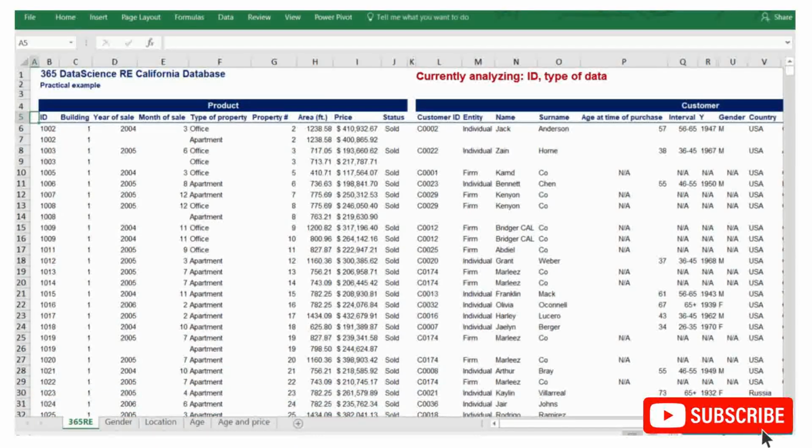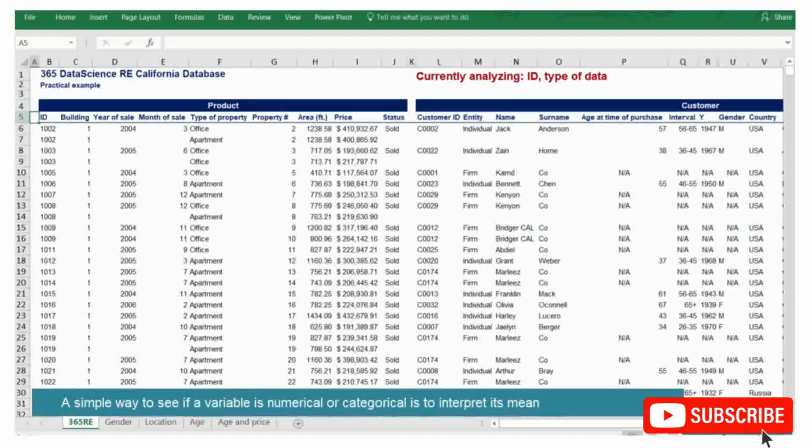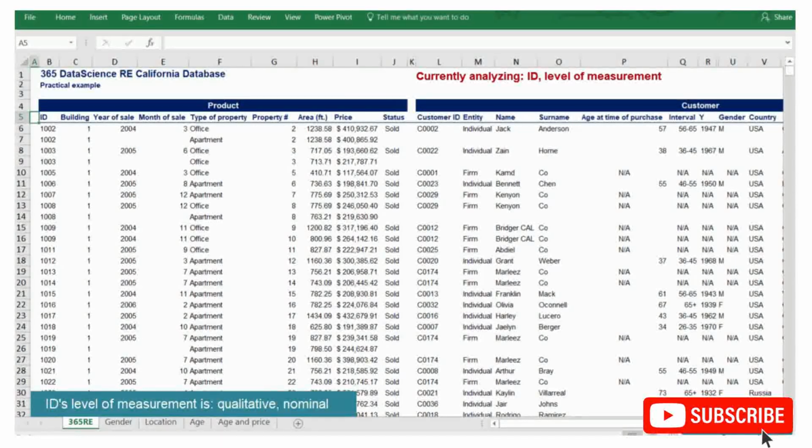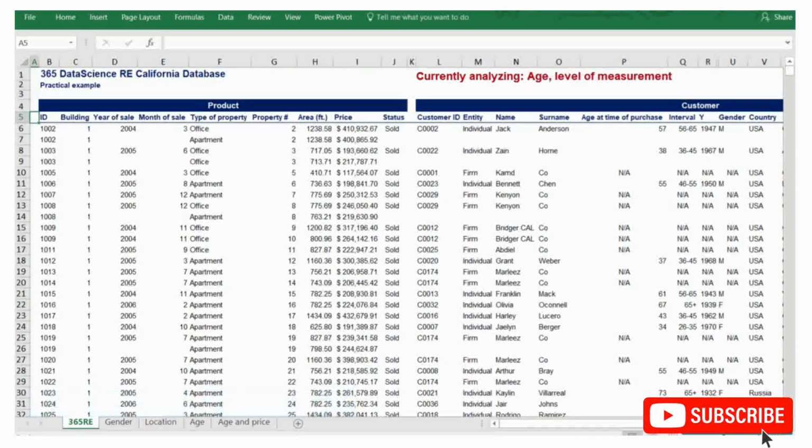A simple way to check if a variable is numerical or categorical is to interpret its mean. Think about it. The mean ID number shows nothing. Now oppose this to the mean price. The mean price is a valuable piece of information. Okay, the bottom line is ID is a categorical variable. What about its level of measurement? Well, it is qualitative, nominal. Clear? Clear. The next variable we must examine is age.